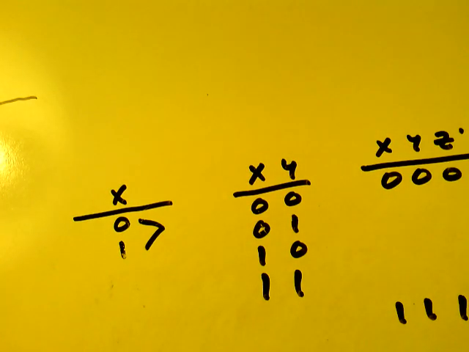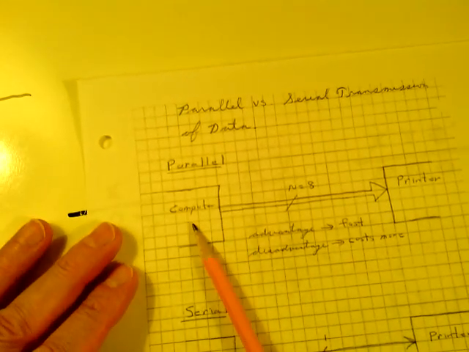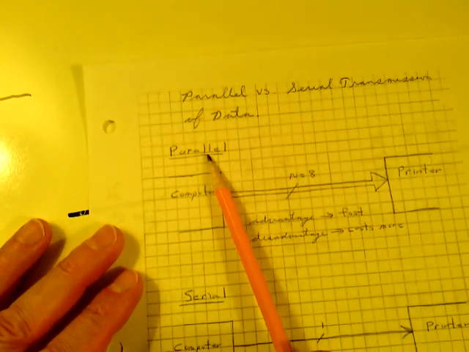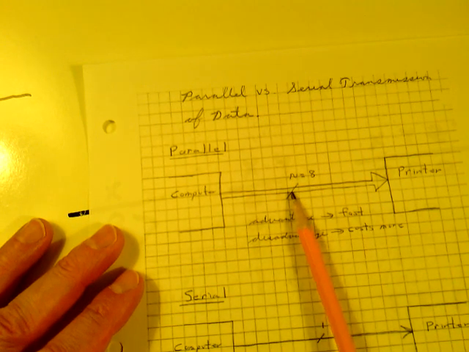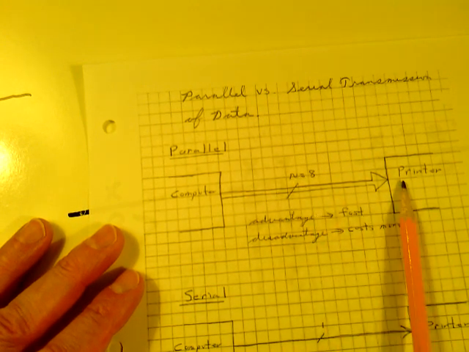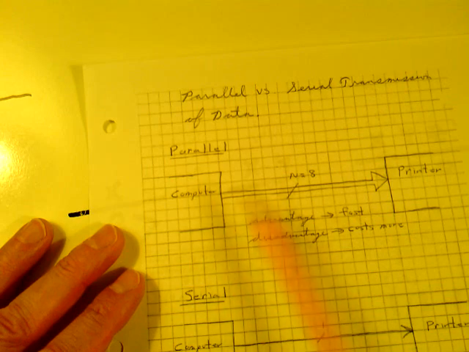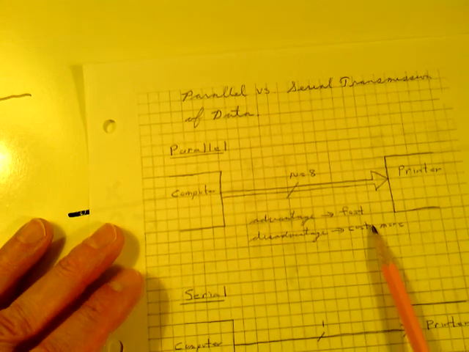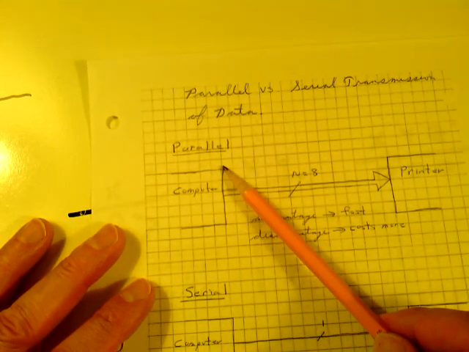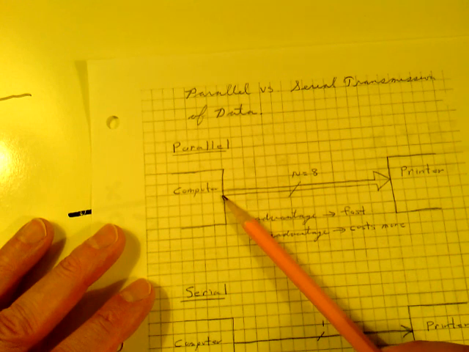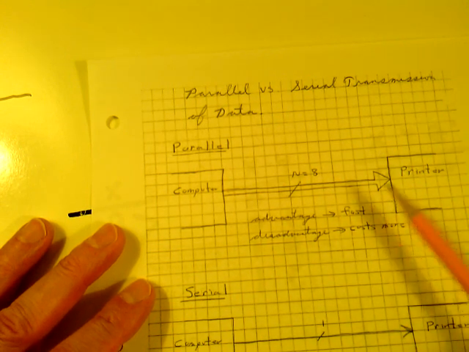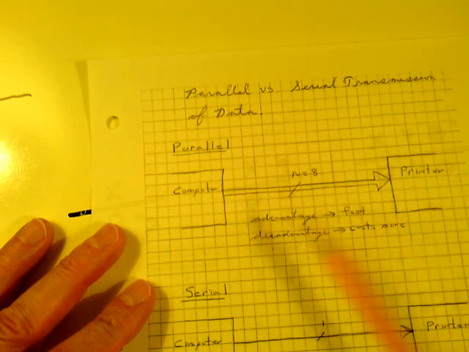On page number 14, I want you to know the difference between parallel and serial transmission. Real quick here, parallel, here's a computer, here's a printer. When you send something in parallel, you send all the bits together. If this is 8 bits, you send them all at the same time. Everything gets over there faster, but it costs more. Why? Because you need 8 transistors to drive each line here, and you need 8 receiving transistors to receive it on the printer side. So it takes more hardware, so it costs more.